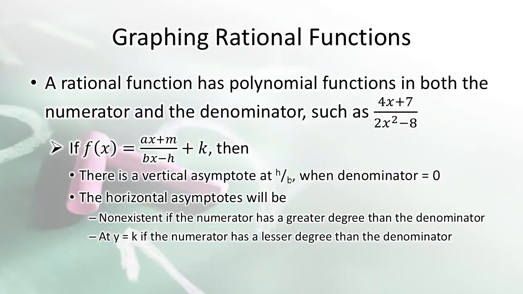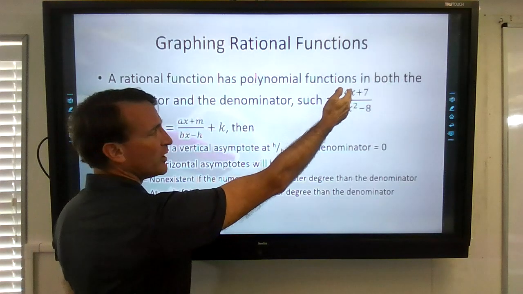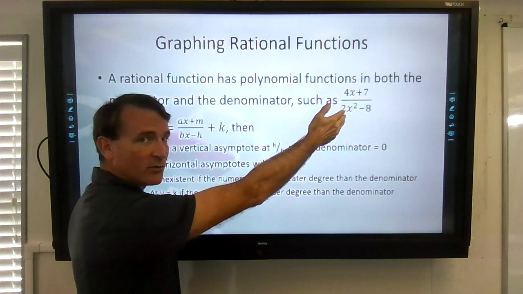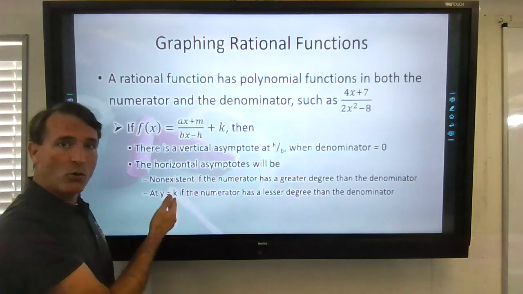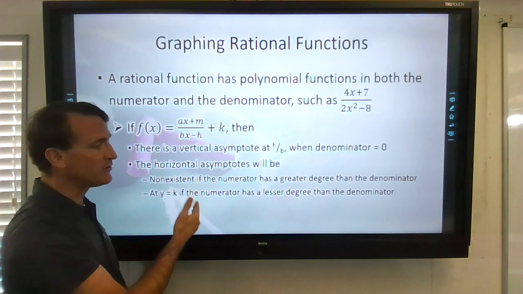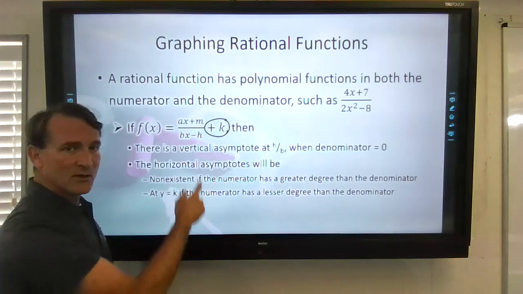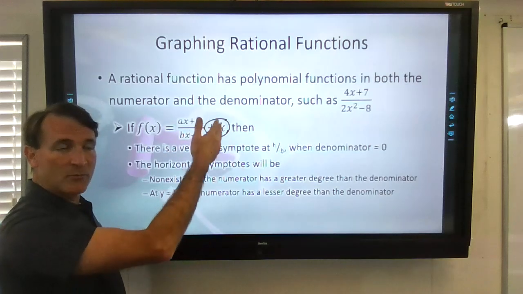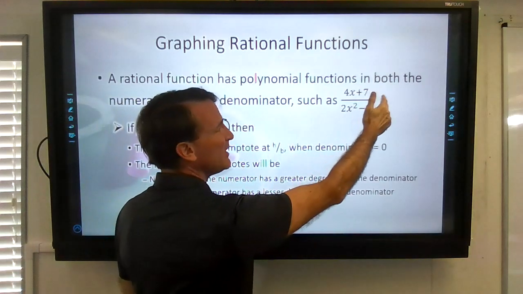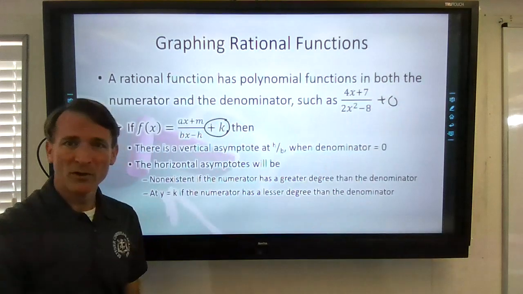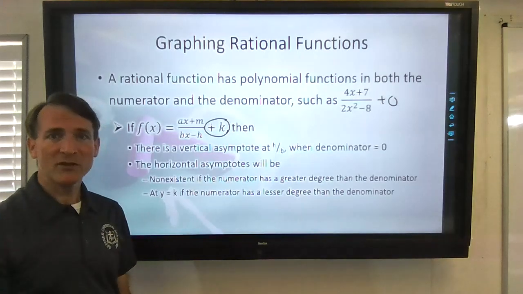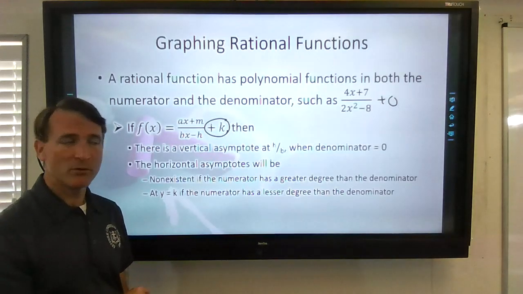It's going to be at y equals k if the numerator is of a lesser degree than the denominator, such as what we have right here. So in this example, my numerator degree is less than my denominator degree. Therefore, I will have a horizontal asymptote for the end behaviors that is equal to my k value, which in this case is the portion that shifts it up or down. In my example, that k value is an understood 0. So my horizontal asymptote would be at y equals 0.